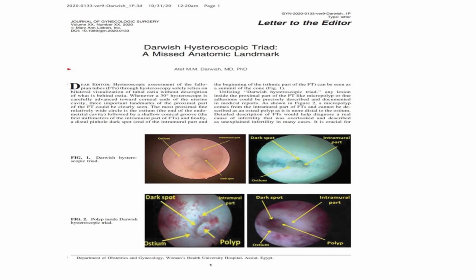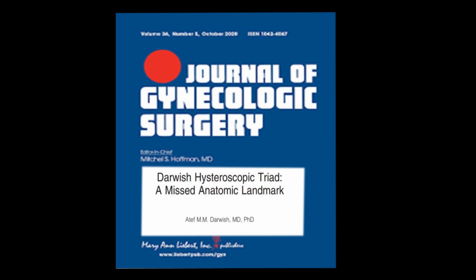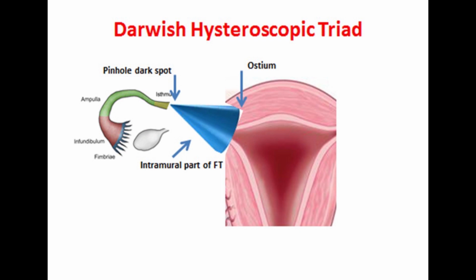In a recent publication, we demonstrated what's called the Darwish Hysteroscopic Triad as a missed anatomic landmark, which is formed of the most proximal conical fine white circle, which is the ostium, representing the end of the endometrial cavity, as the base of a cone, which is followed by a shallow conical groove, which is the first millimeters of the intramural part of the fallopian tube, and finally a distal pinhole dark spot, which is the narrowest part of the fallopian tube, representing the tip of the cone.